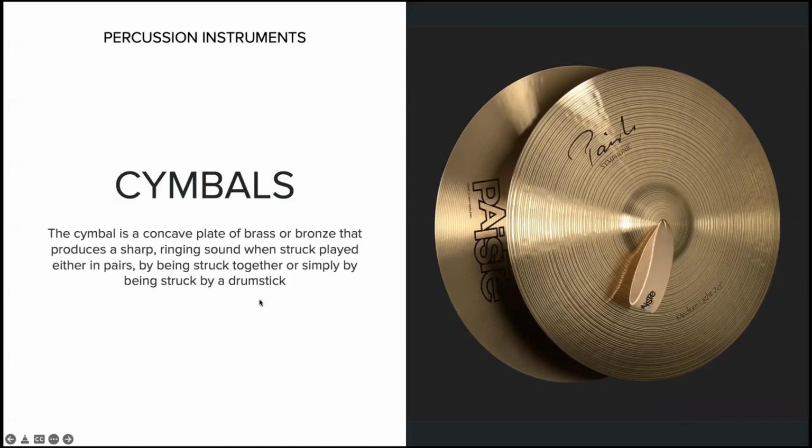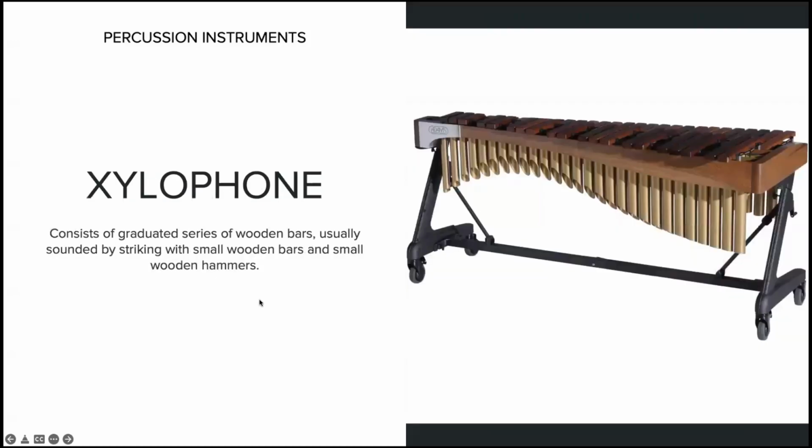Anyway, next is xylophone. I think this one is very familiar to us, the xylophone. Probably we haven't really seen it in actual, but it's very familiar to us, even when we were still in kinder, because remember the alphabets. Usually this is the picture for the letter X, xylophone. The xylophone consists of a graduated series of wooden bars, usually sounded by striking with small wooden hammers.